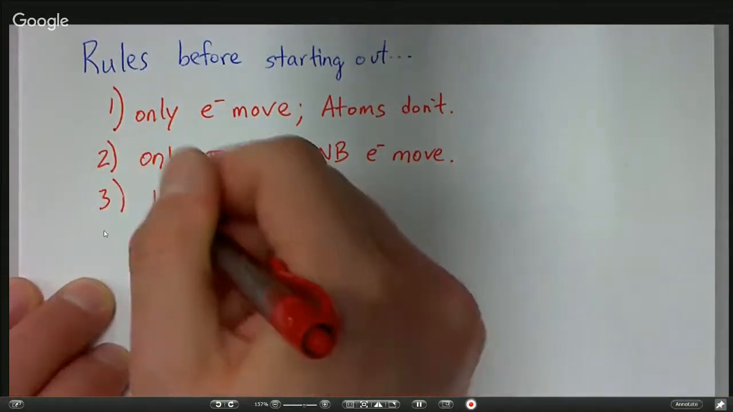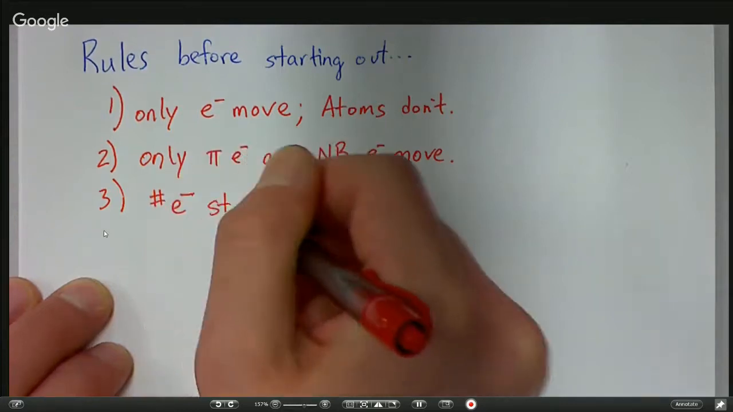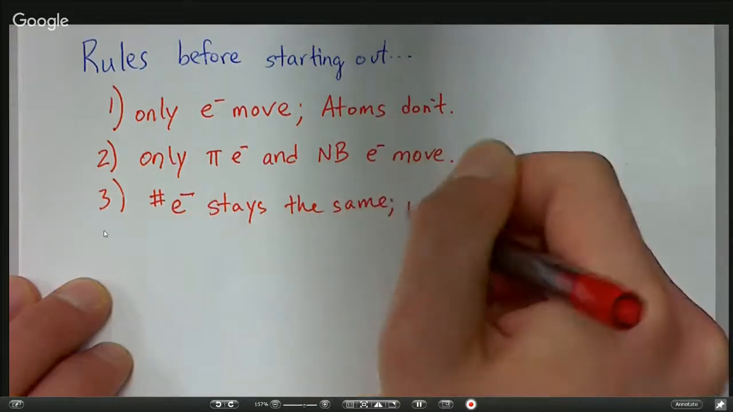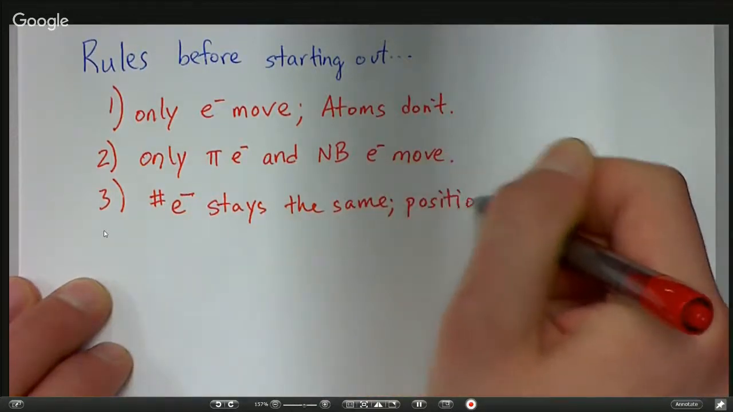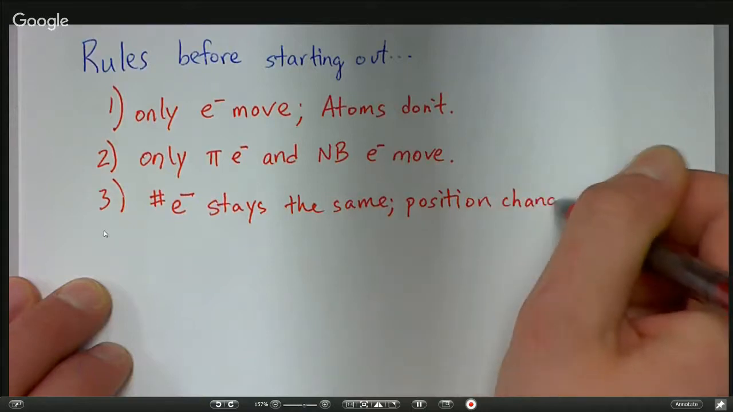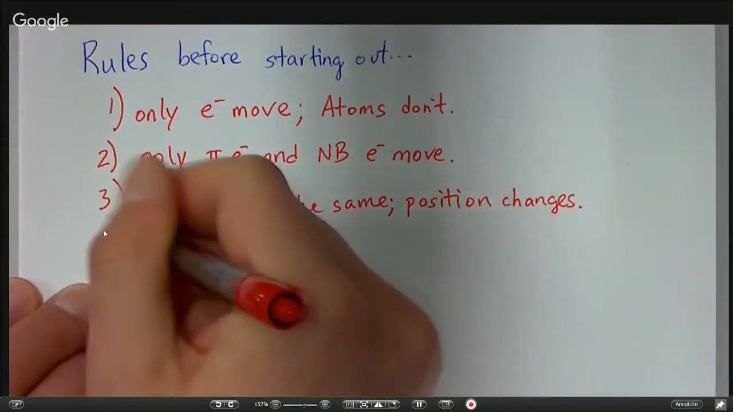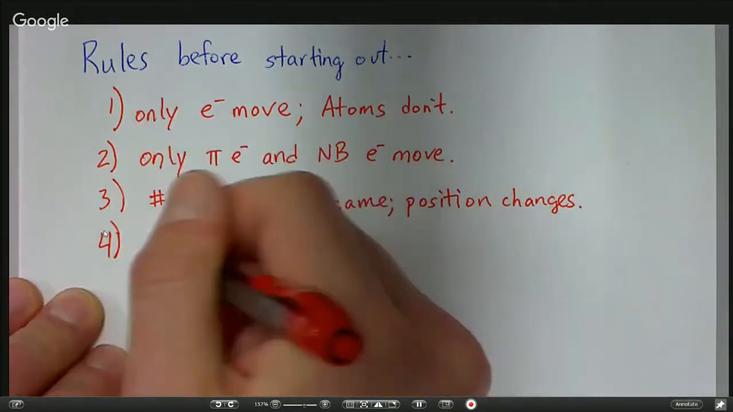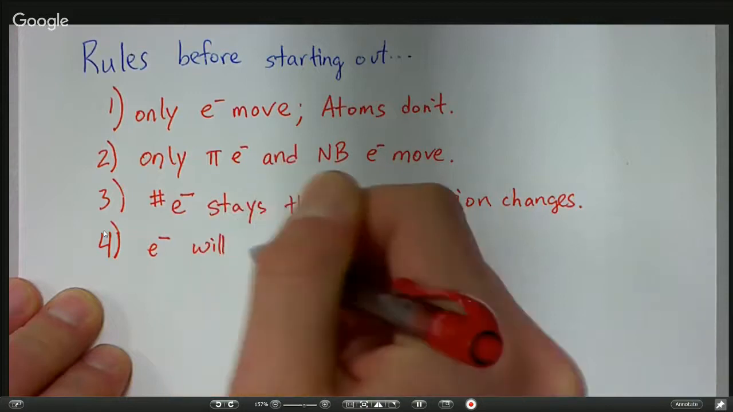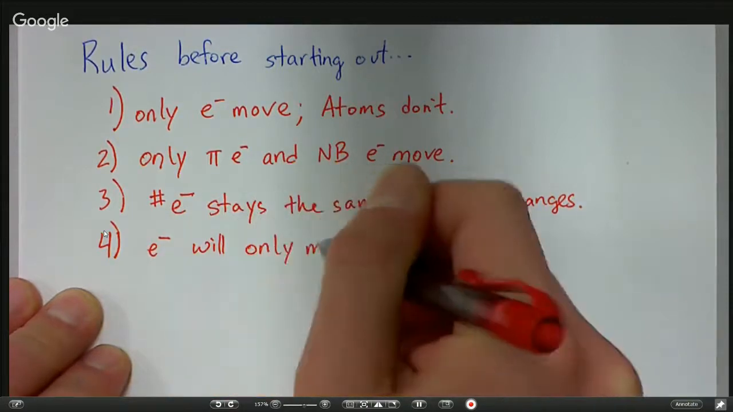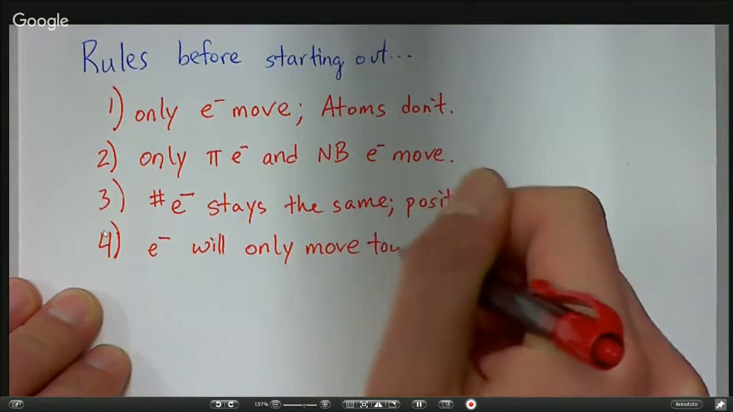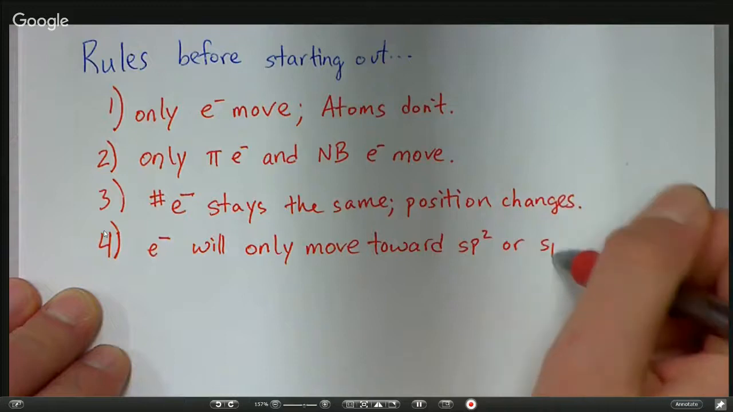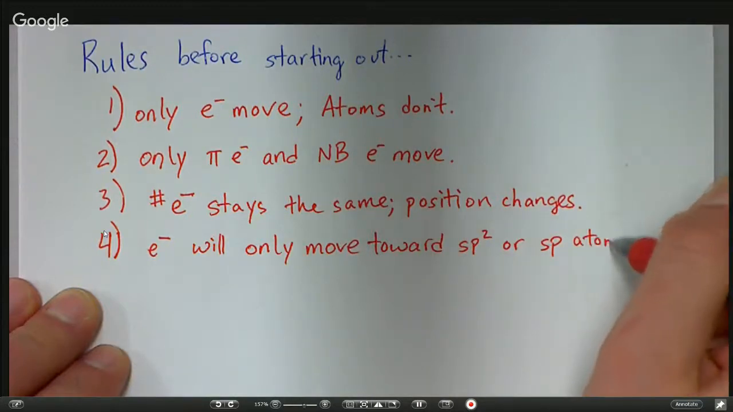Third, the number of electrons stays the same. What changes is the position or location of those electrons. And lastly, the fourth rule to keep in mind is that electrons will only move toward sp2 or an sp hybridized atom.